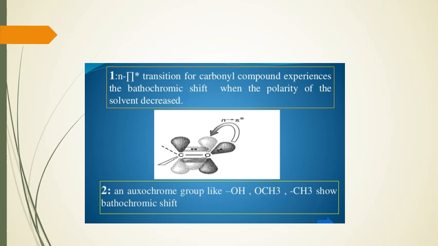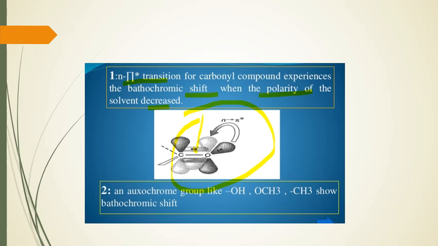So here you can have the example, that is one transition between n to pi star for the carbonyl group. This is the C double bond O group, where the transition occurs from the non-bonded electrons towards the pi electrons. So these are representing the pi electrons in between, and these are the non-bonded electrons. This transition experiences the bathochromic shift when the polarity of the solvent decreases. So when the polarity of the solvent goes on decreasing, this transition experiences the bathochromic shift.